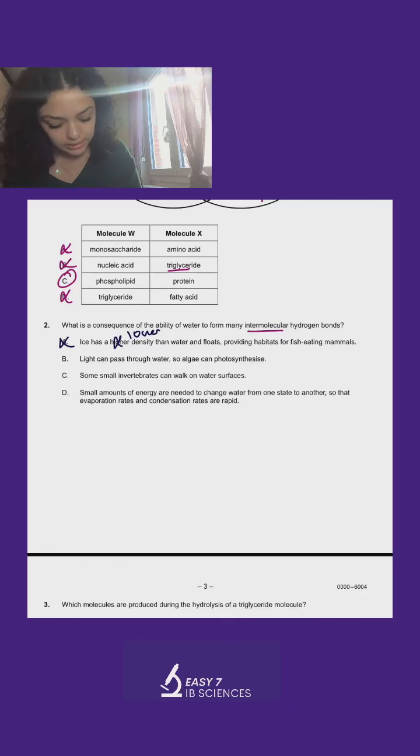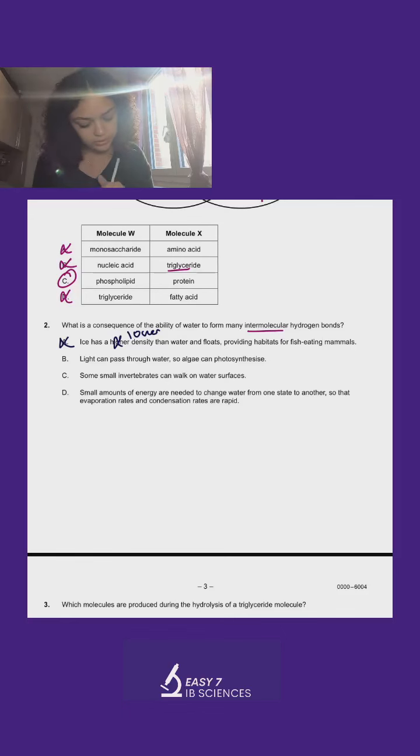Next, it says light can pass through water, so algae can photosynthesize. That is a true fact, and it's actually very beneficial for our environment. But is that a consequence of hydrogen bonding? We know that that is not a consequence of hydrogen bonding. That's why we can cross out E.